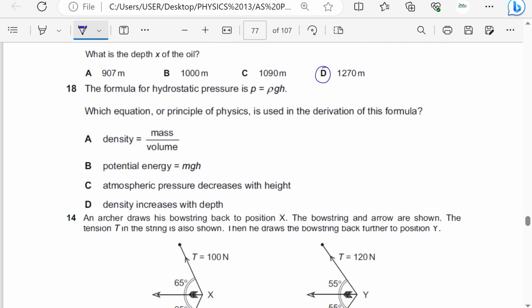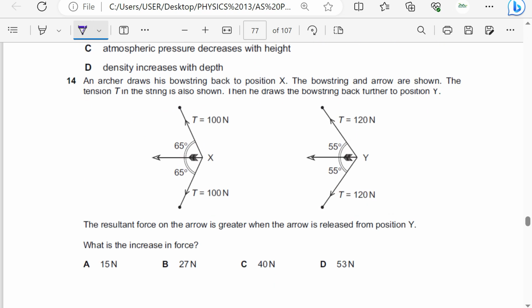The formula for hydrostatic pressure is P is equal to rho g h. Which equation or principle of physics is used? Of course, here the answer is automatically A. We have already seen this, because pressure is force over area. This is the weight over area, this is mg over area. This is density times volume for mass, then times g over area. We have used A.